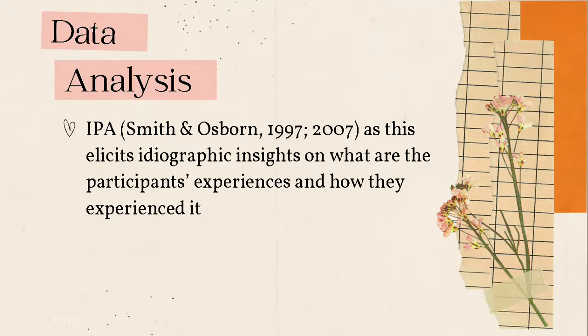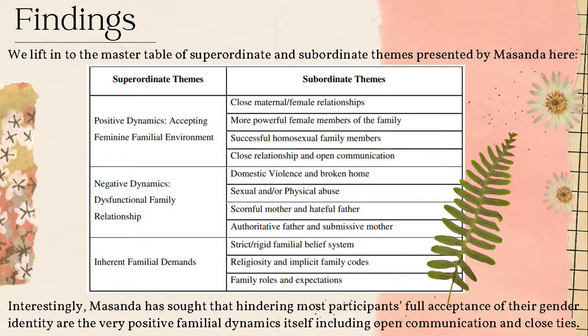The data gathered in this study were analyzed qualitatively using interpretative phenomenological analysis, as this elicits idiographic insights on what the participants' experiences are and how they experienced them. For the findings, we lift from the master table of superordinate and subordinate themes presented by Masanda. The left column has the superordinate themes, and the right column has the subordinate themes.